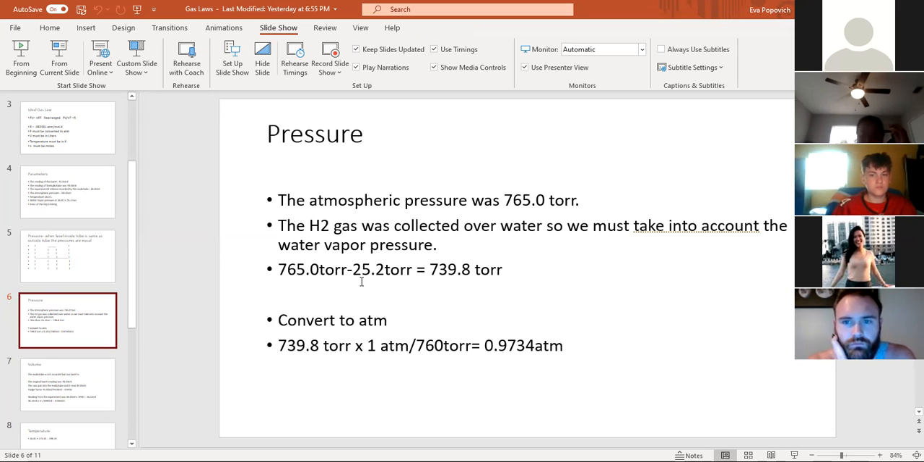From there, all I have to do is convert torr into atmospheres by multiplying it by 1 atmosphere over 760 torr. So we got one down. We have 4 values to figure out. We have the pressure down. We good with that?